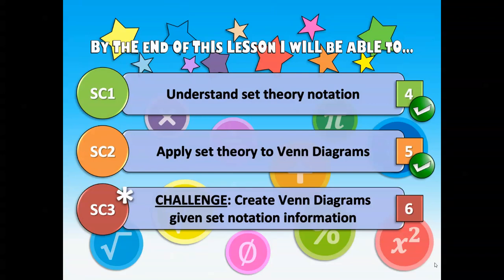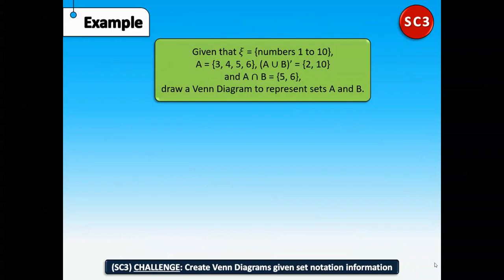So now we're going to move on to number 3, and this is to create Venn diagrams given set notation information. So given the numbers 1 to 10, A is the set 3, 4, 5, 6. The complement of A union B is 2 and 10, and the intersection of A and B is 5 and 6. We want to draw a Venn diagram to represent sets A and B.